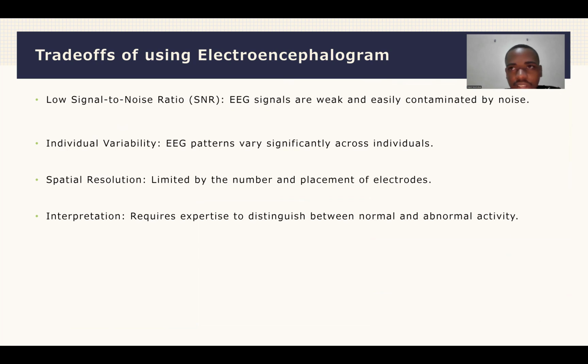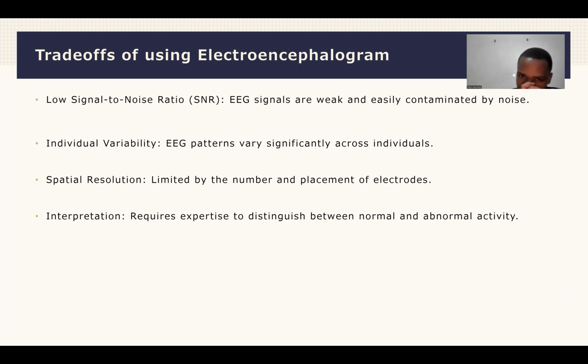Now, like I told you earlier, some of the disadvantages: EEG signals are weak and easily contaminated by noise, the artifacts I was mentioning earlier, eye blinking, twitching of the muscle. Then individual variability. EEG patterns vary significantly across individuals. Yes, we're very different people. We've got different brains, different hearts. So the age, the gender, the medical history, even the mental state, all that determines which type of EEG patterns we're going to get out of you.